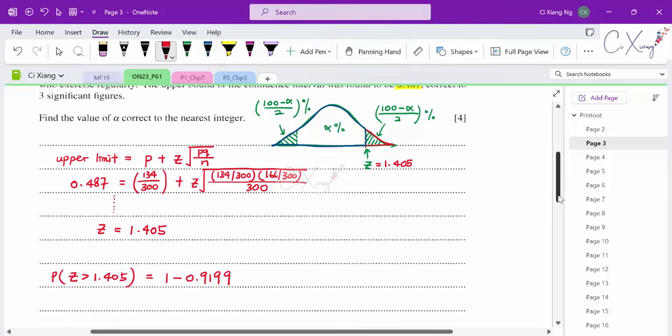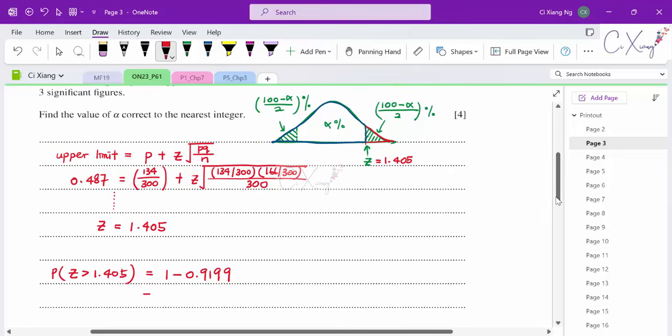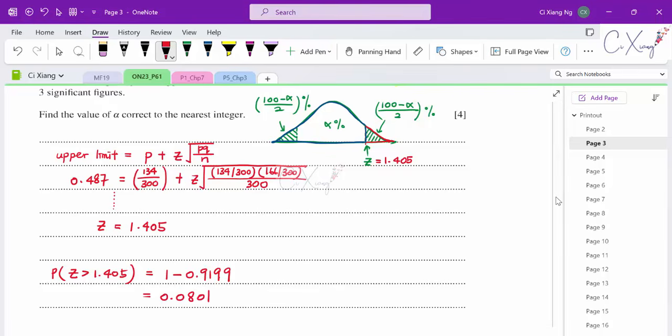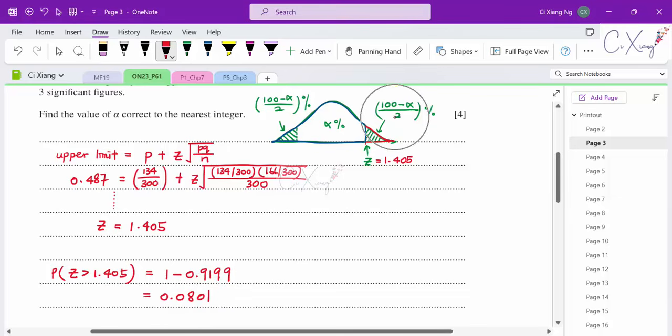Okay, then what do I get after I subtract it from 1? I will have 0.0801. Alright, then after I successfully find the value of the probability Z greater than 1.405, I want to compare this probability with the percentage that we tried to draw just now, right?